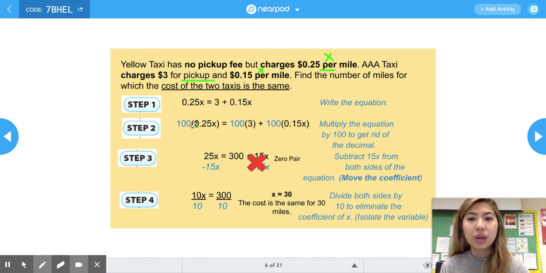So that's why we multiplied 100 by 0.25. When we do that, we get 25x. Then we multiplied 100 times 3, which gives us 300.